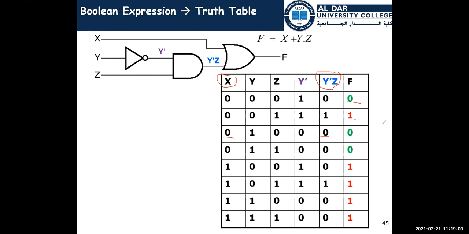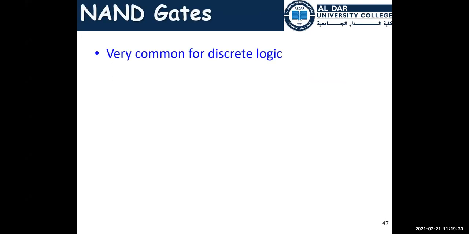And we will need the truth table to minimize using the Karnaugh map. We will talk about the Karnaugh map in the upcoming lectures, how to minimize your logic or the Boolean expression using the Karnaugh map. So the truth table is important. We should be able to create our truth table from the logic gates. NAND and NOR gates are very common for discrete logic. This is the AND gate. This is the representation of the NOR gate.